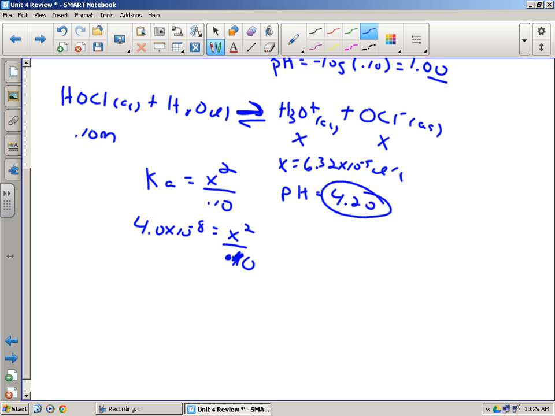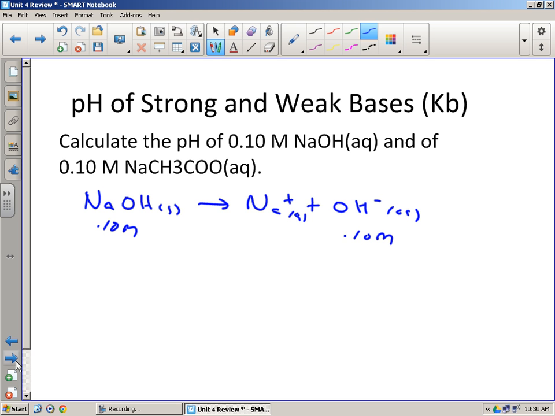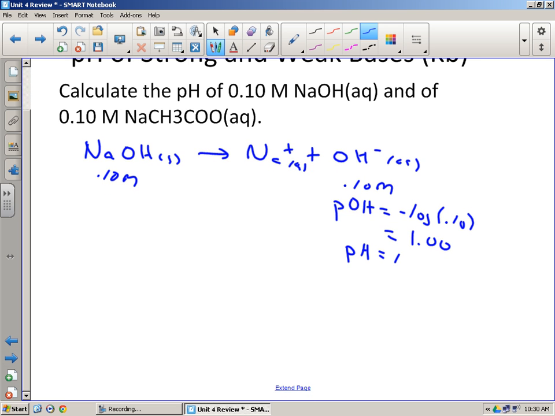All right. Strong and weak bases. Once again, sodium hydroxide is a strong base. And when I put that into water, I get this. Dissociation, of course, is what this is called. If I have 0.10 molar here, I have 0.10 molar there. That's how strong bases react, just like strong acids. When I do this, I will take the pOH, negative log of 0.10, and this would be 1 for the pOH, and then the pH, therefore, of this one would be 13.